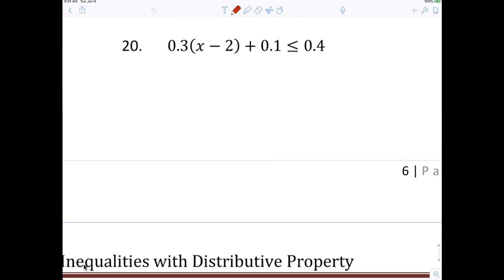Now, decimals are just like fractions in the sense that we can eliminate the decimal. To eliminate the decimal, I can just multiply by 10. So what I want you to do is put brackets here and here. That just means I'm going to multiply everything by 10. So I'm going to multiply this by 10, this by 10, and this by 10. Now, some people made a mistake. If I multiply by 10, it's just 3 parentheses x minus 2 plus 1 is less than or equal to 4. Is everybody okay with that?